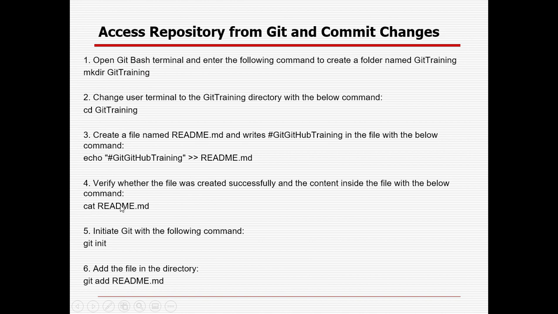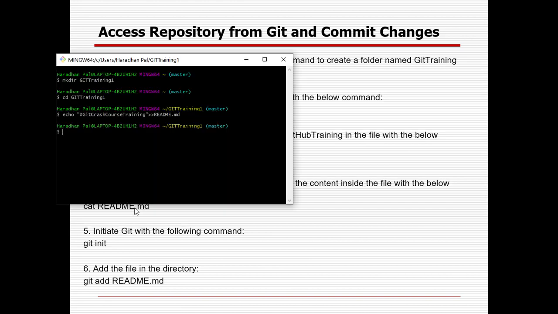After that, if you want to check the content in the file, you can also verify it from Git Bash. You need to use the command cat and the file name readme.md. That's how you can check what content is available in the file. So if you type cat readme.md here, you can see the content. And there is another command available called ls. If you type here, you can find how many files there are.